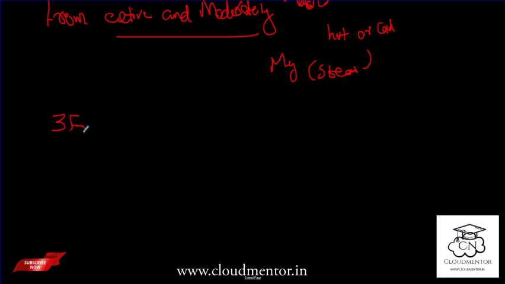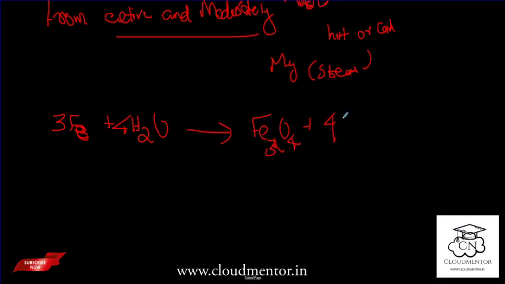The reaction that occurs in the case of iron is 3Fe plus 4H2O giving Fe3O4 plus hydrogen. This is the reaction taking place when superheated steam is passed over the iron, and it is the same in the case of zinc.